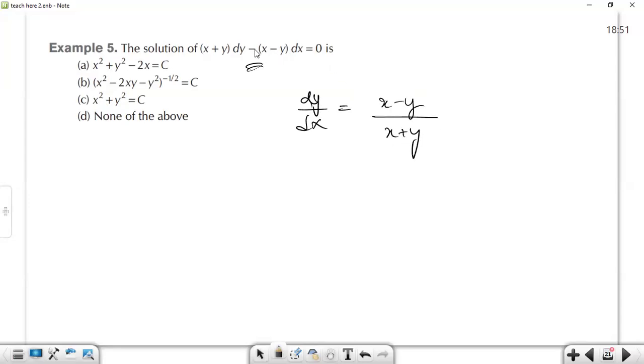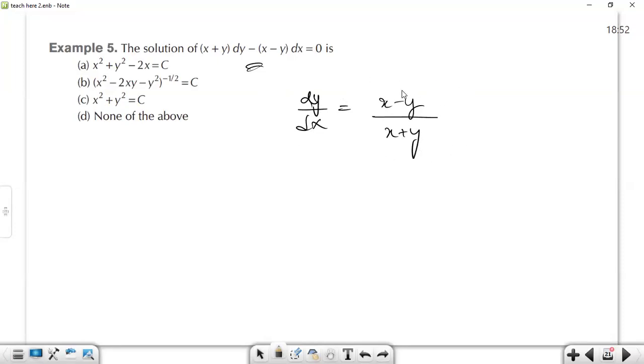Should I explain? We are simply taking this to the right hand side, and the differential equation will become like this: dx sent to the left hand side, x plus y sent to the right hand side. That's how we have written. So clear? Okay, yeah, sir. So now we have this equation.